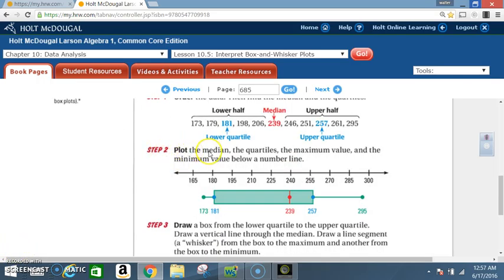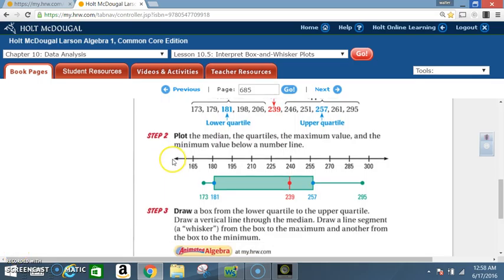Step 2. Plot the median, the quartiles, the maximum value, and the minimum value below a number line. So in other words, you make a number line first, and make sure the number line is covering the spread of your data. Notice the lowest number up here is 173, but we go as far as 165. And in this case, we're counting by 15s as we go along.